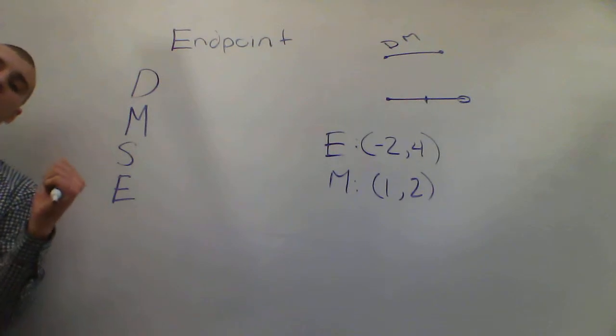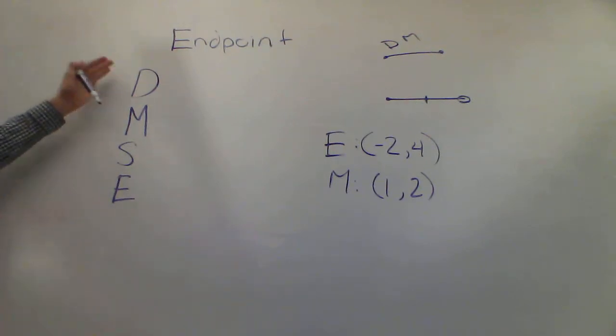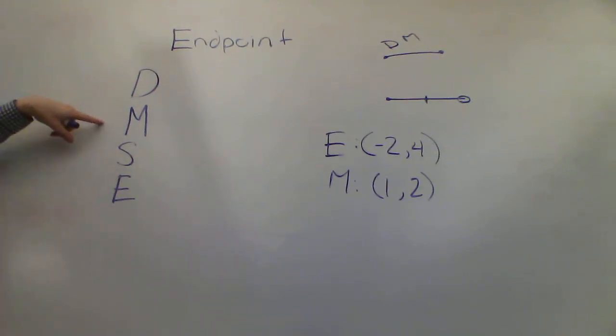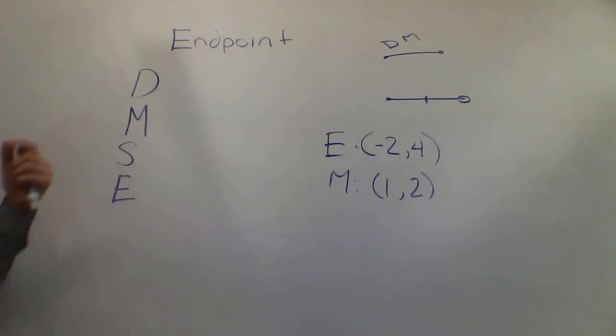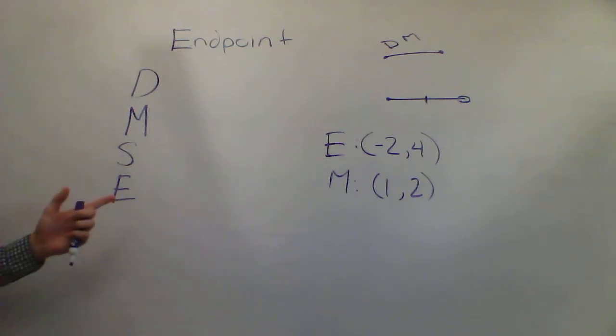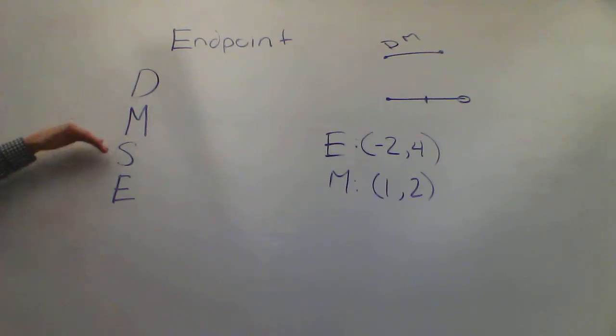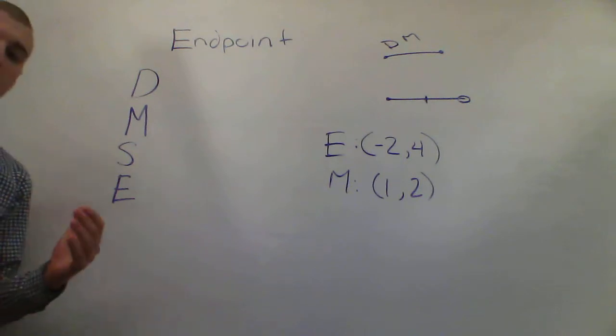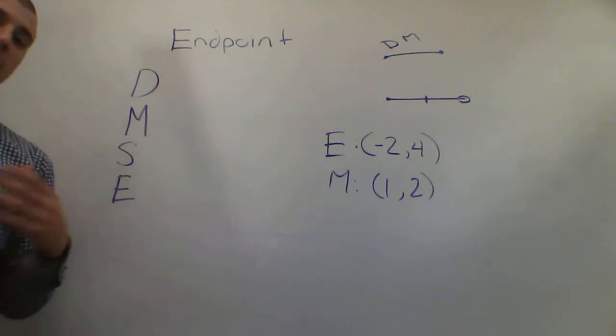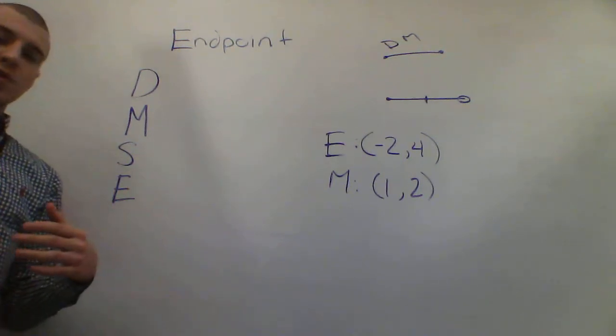So in order to do this one, we have our 4 letters: double, midpoint, subtract, endpoint. We had a nice acronym: Dogs must slobber everywhere, which stands for double our midpoint, subtract our endpoint. So the way I like to do it, if you guys like it, that's good. If not, I'll show you a different way.